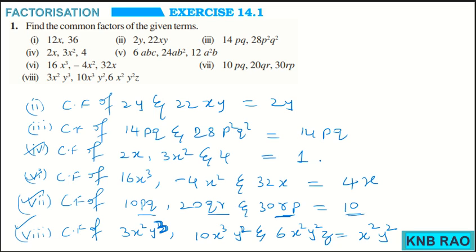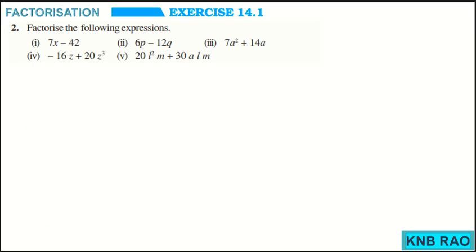We will go for question number 2. In main question number 2, there are 10 sub questions, where the main question asks: factorize the following expressions. Unless you have the knowledge of finding the common factor of the terms, you cannot go for factorizing. So thinking that you have already mastered how to find common factors of the terms, I am going ahead with question number 2.